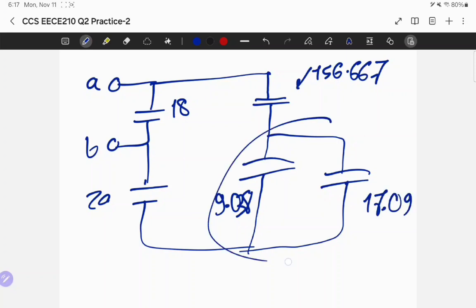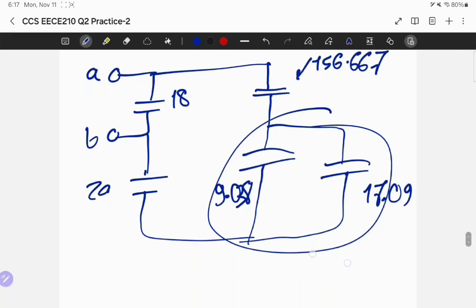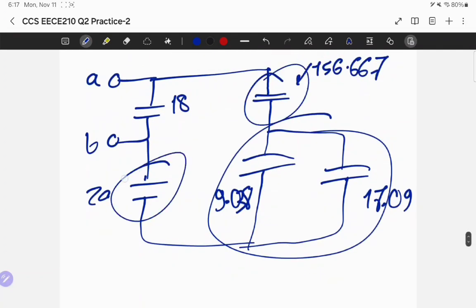And these two are in parallel, so I can add them. When I add them, I get one capacitor, which is in series with this and in series with this. Now, since they are in series, I apply the series connection to them. This combination as a whole is parallel with 18, so I'm going to end with something like this. This is C combined, let's say, and C combined is parallel with 18, so the equivalent capacitance is C combined plus 18.